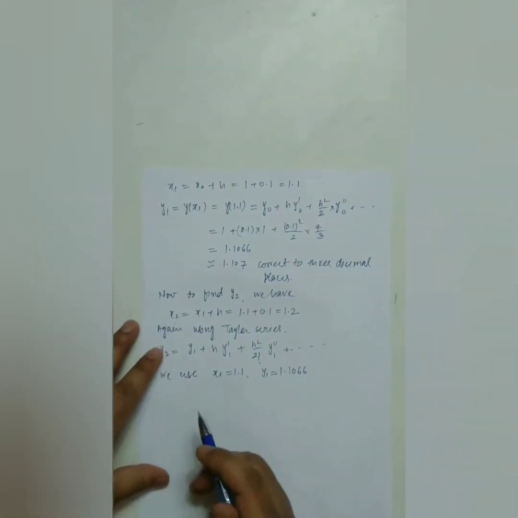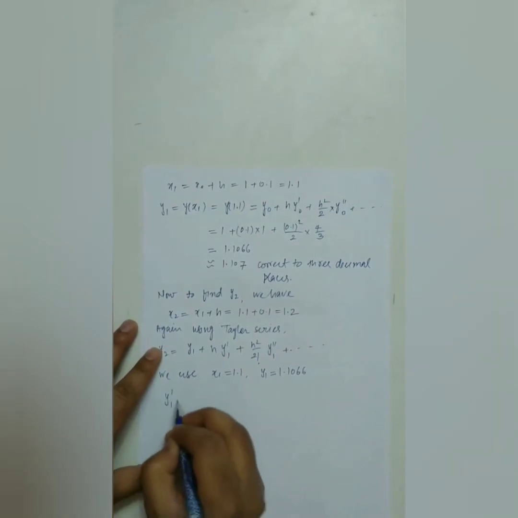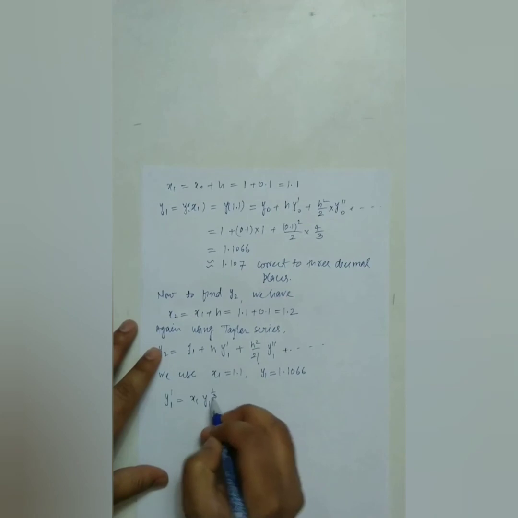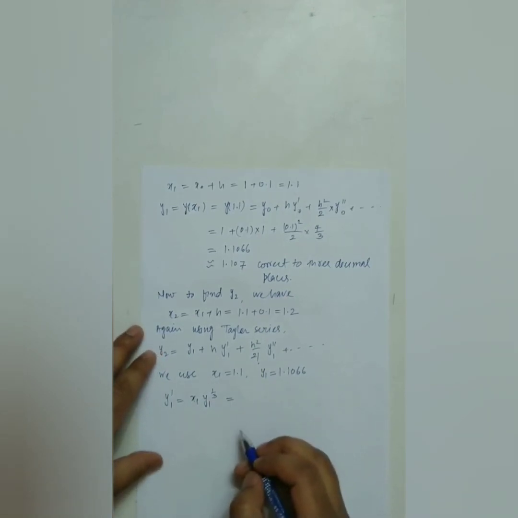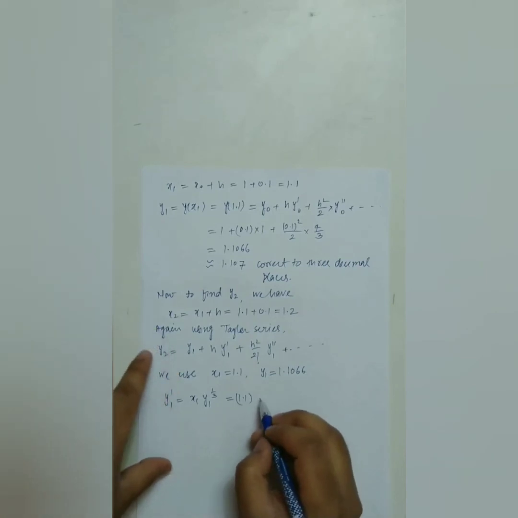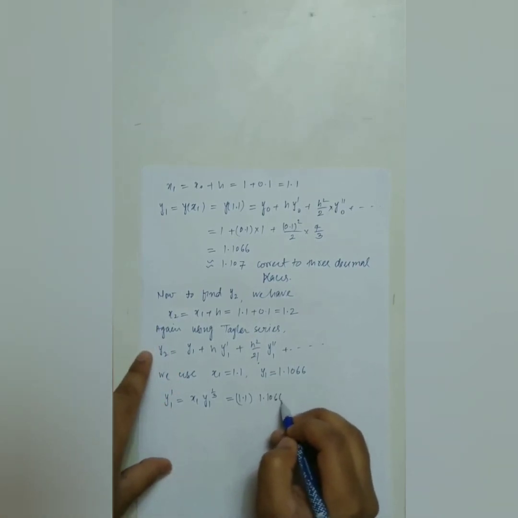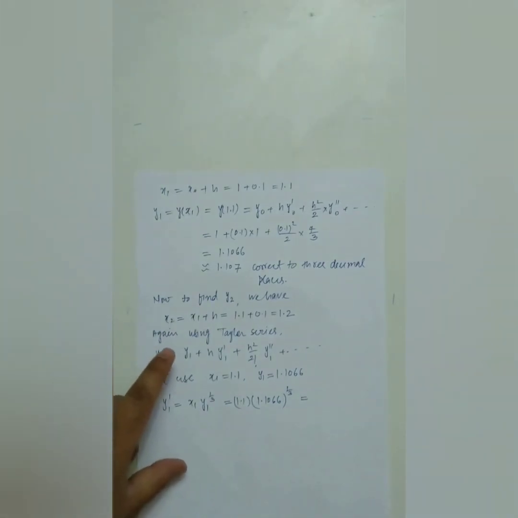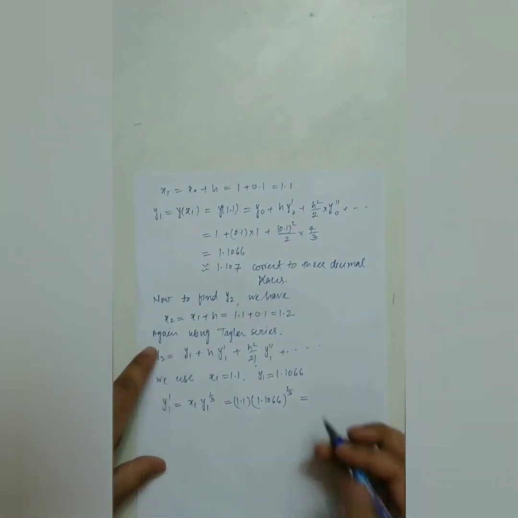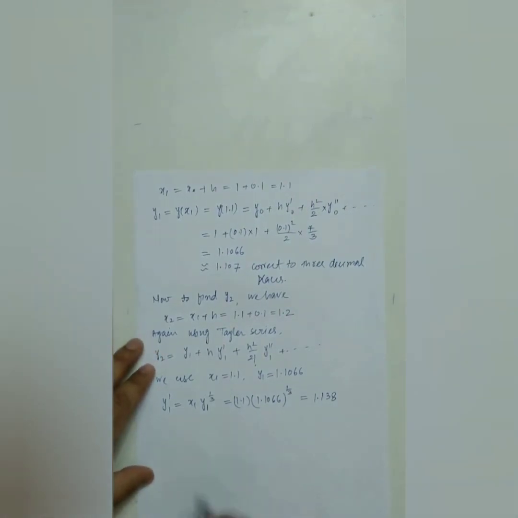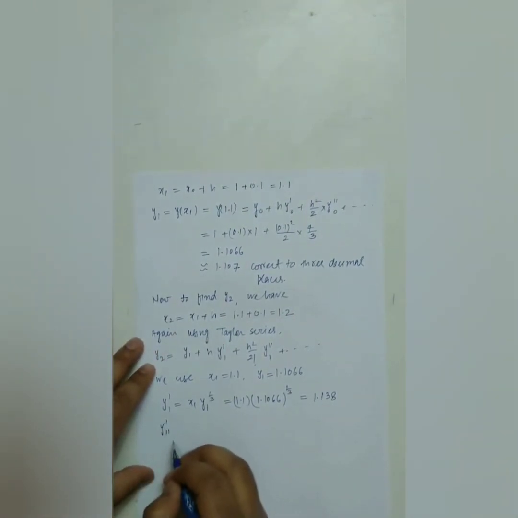So we have y dash 1 equal to x1 y1 to the power 1 by 3. We are putting the values: x1 is 1.1 and y1 is 1.1066 raised to the power 1 by 3. After calculating, we will get 1.138. Similarly, we can find y1 double dash.